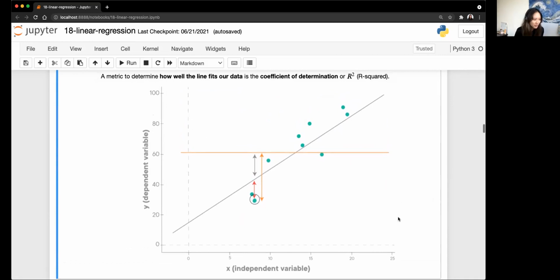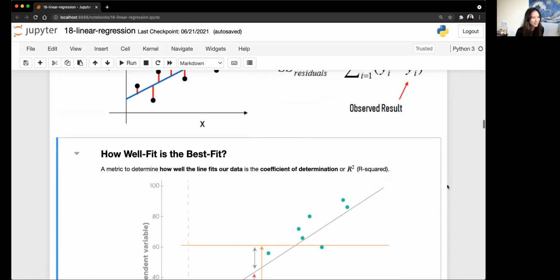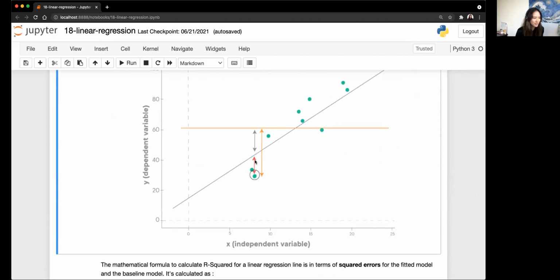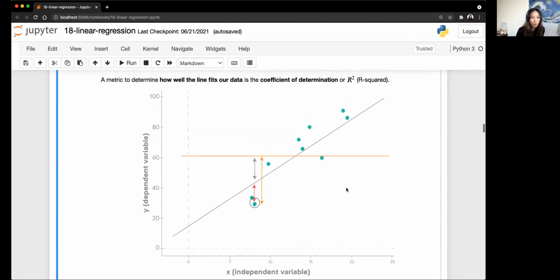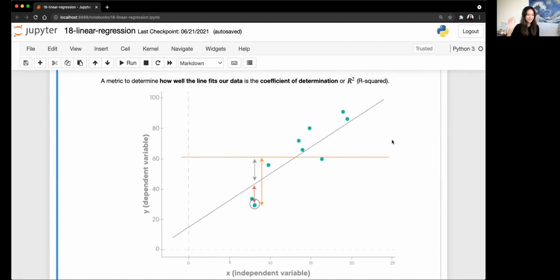There's a couple of different things going on here. They're using this data point as an example. First you measure the residual that we had over here. You can see that this red arrow is a residual. Another distance you're going to take into consideration is y bar. This orange line here is called y bar. It is just the average y of all of your data points.